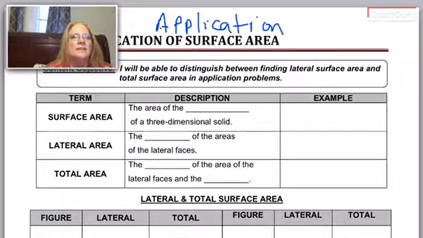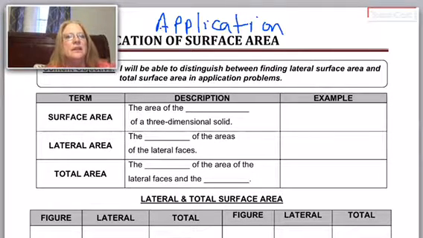Hi, this is our last video on surface area. This is application to surface area, and you'll be happy to know it's a very short video. Okay, we want to be able to distinguish between finding lateral surface area and total surface area in application problems.